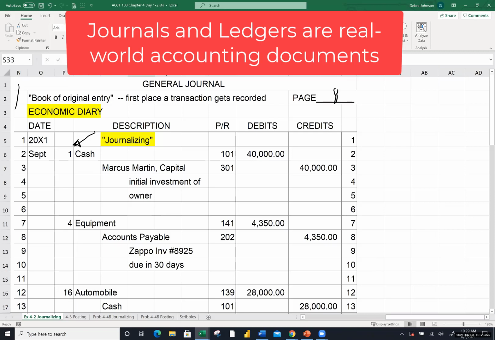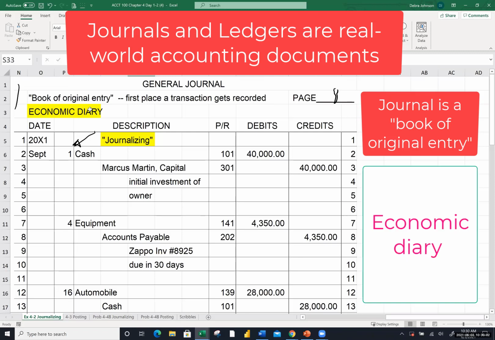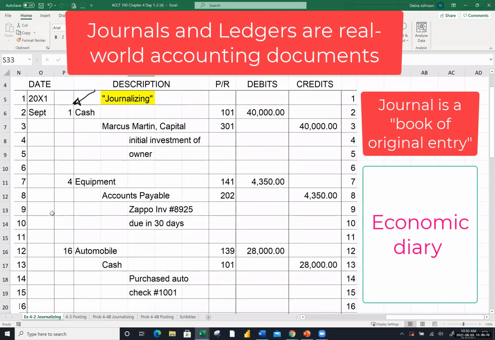We learned that a general journal is a book of original entry. It's the first place a transaction gets recorded. And its purpose is to keep an economic diary in chronological order, because I remember that being a test question. Chronological means in date order of what happened to a company over its economic life. The problem with the journal, it's great for keeping a diary, but it doesn't track any balances.